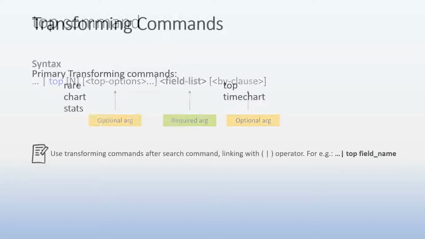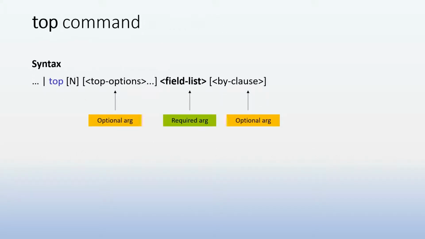So if you see the syntax of this command, we have two optional arguments, and one is obvious. We have to specify the field to this top command, and if you don't specify any limit to be returned while using this top command, it will return 10. So exactly what it returns: the top command returns the most common values for your specified field.